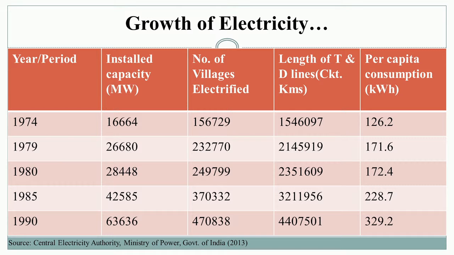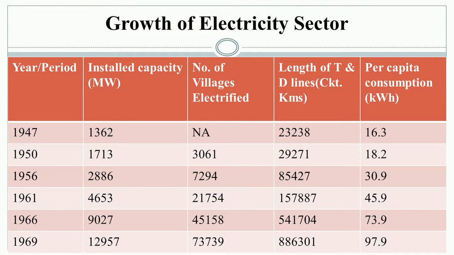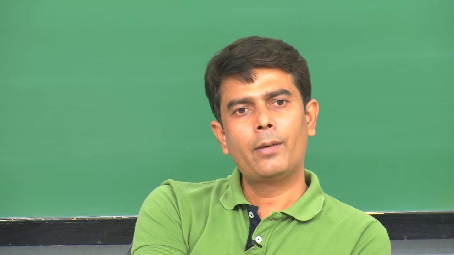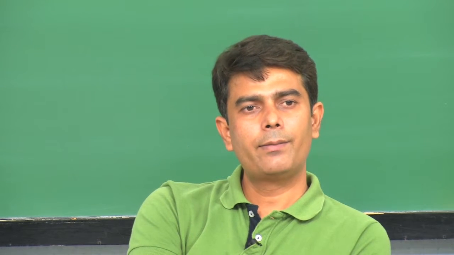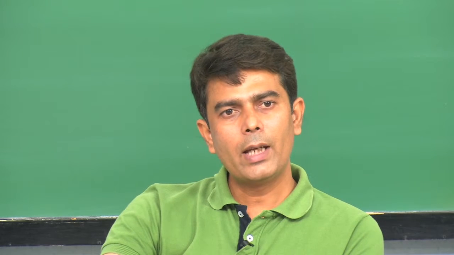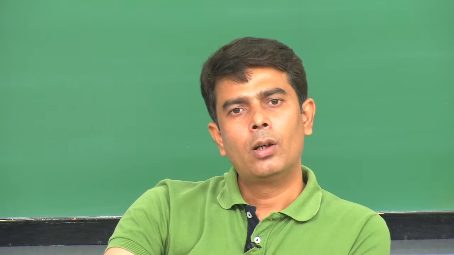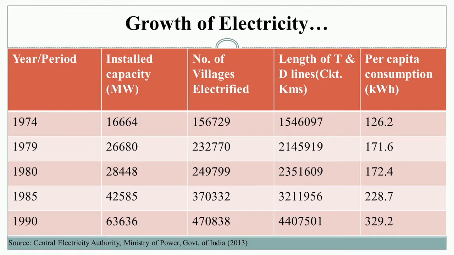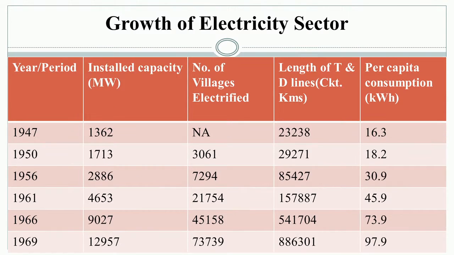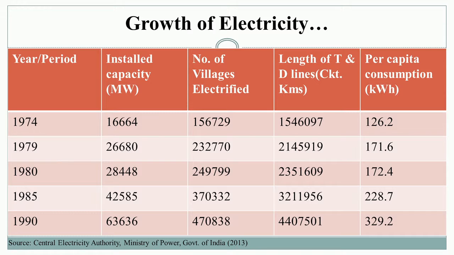So, these statistics show us that from the initial level of 3,061 villages electrified in 1950, now we have much better statistics of village electrification, and that is 4,70,838. And in terms of per capita consumption, we have the 16.3 kWh condition of the per capita consumption in 1947, which has gone up to 329 kWh per capita consumption.